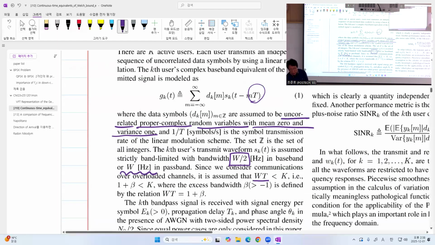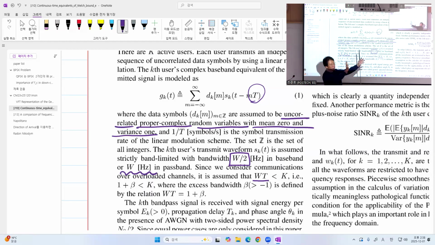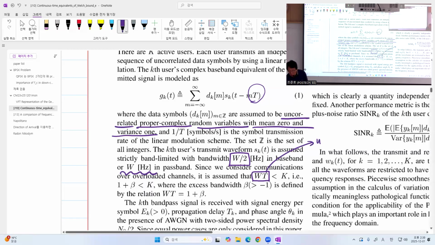And W times T, sometimes it's called the bandwidth time product or BT product. But I usually don't like to use B, so I love to use the WT product. And this WT product, so W, bandwidth in passband, T, the symbol transmission rate. Now you multiply these two, you have a unitless or dimensionless quantity. And this quantity is very interesting.